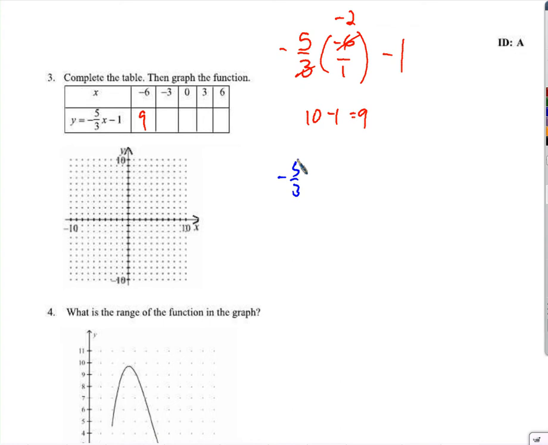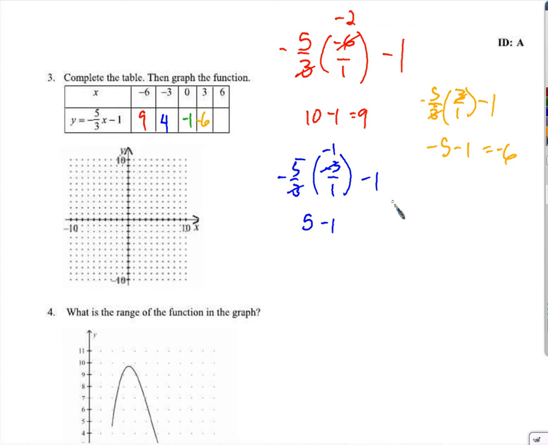Negative 5 thirds times negative 3, I like to again put it over 1. The 3 cancels the negative 3, leaving a negative 1. Negative 5 times negative 1 is 5. Minus 1 is 4. Okay, 0 is way easy. You put 0 in there, you subtract 1, you get negative 1. Okay, we plug in positive 3, negative 5 thirds times positive 3 over 1, minus 1. 3's cancel. We get negative 5 minus 1, we get negative 6.